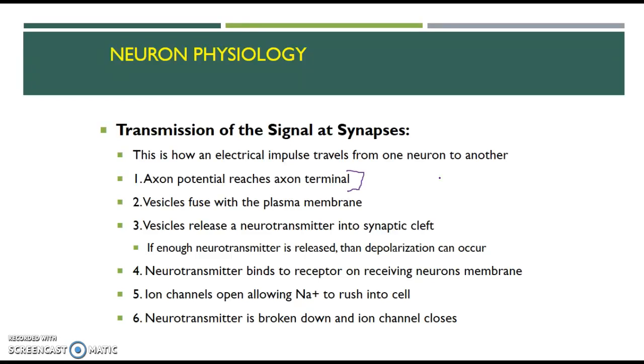So we release neurotransmitters into the synaptic cleft. This neurotransmitter goes across the synaptic cleft and binds to the next neuron. What this does is it allows sodium to rush into the next neuron. And what happens when sodium rushes into the cell? We're going to have an action potential.